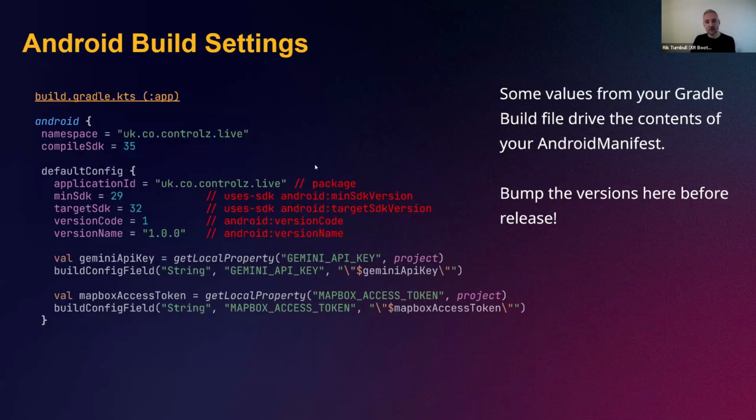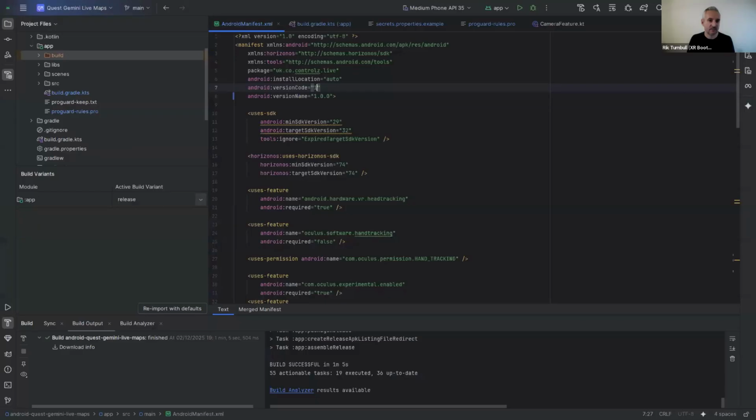So when you're uploading a release version into the portal, and you need to bump your version number, make sure you do it in your build Gradle here and not inside the manifest, because this is the one that will overwrite it. I do have an app inside Studio.